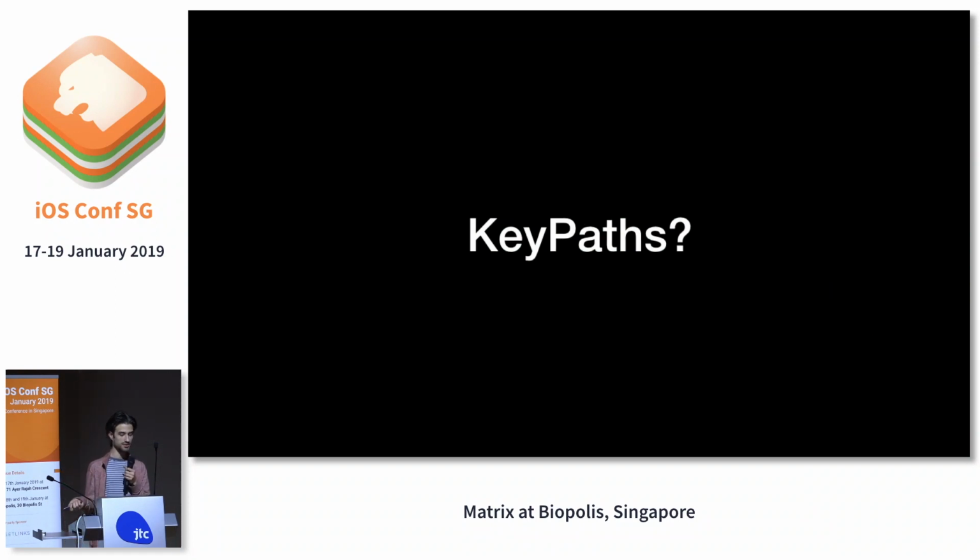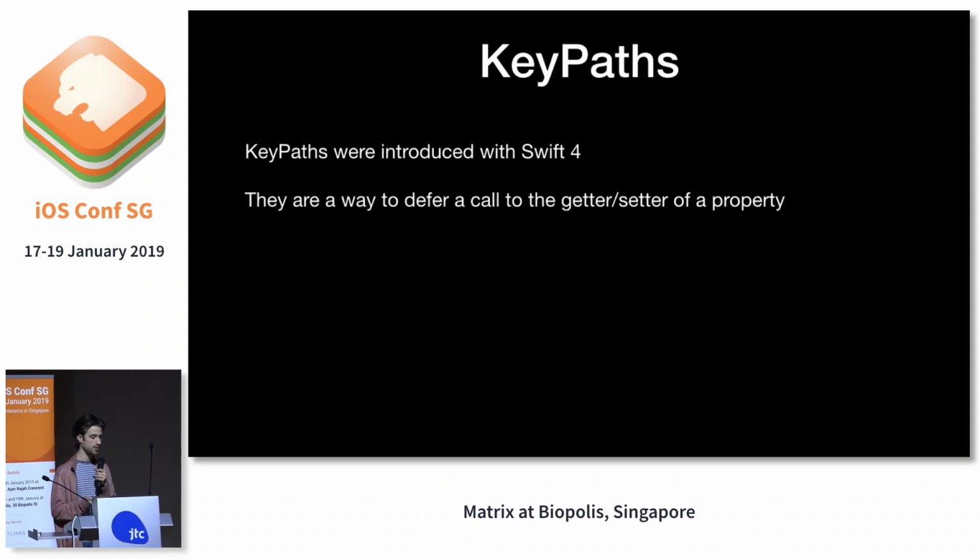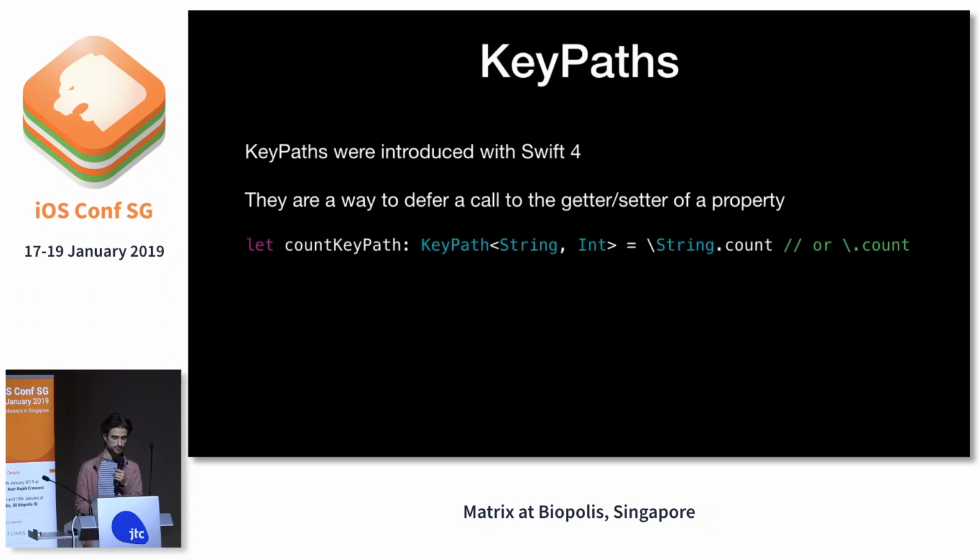So, what are KeyPaths? KeyPaths are a construct that was introduced with Swift 4, and basically they are a way to defer a code to the getter or the setter of a property. So what do they look like in code? They are a generic type. It has two generic parameters. The first one is the type you apply the KeyPath on, and the second one is the type of the value that you retrieve with the KeyPath.